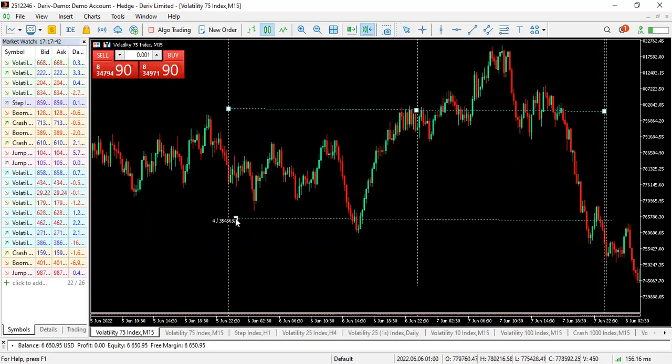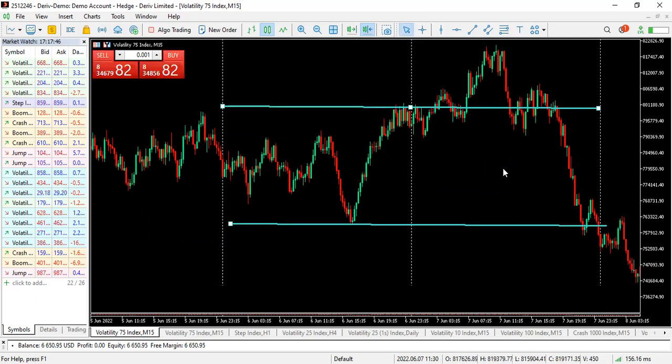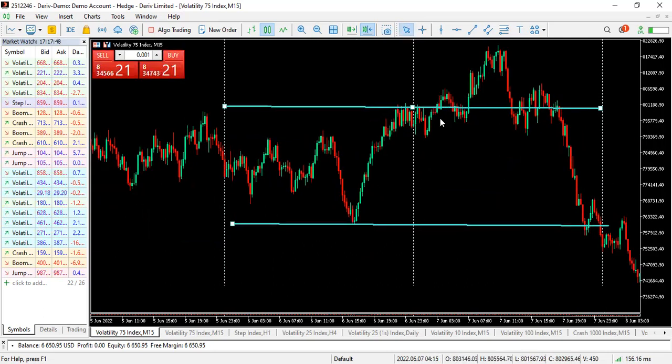I would have marked it. Then wait for a breakout. You have a breakout here. If you bring out your Fibonacci here, this would have taken us out on stop loss, because price eventually came back down.